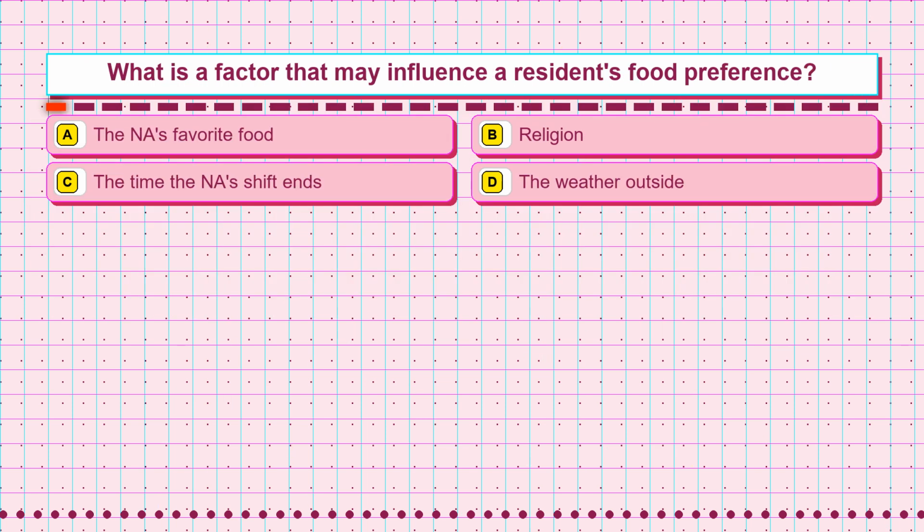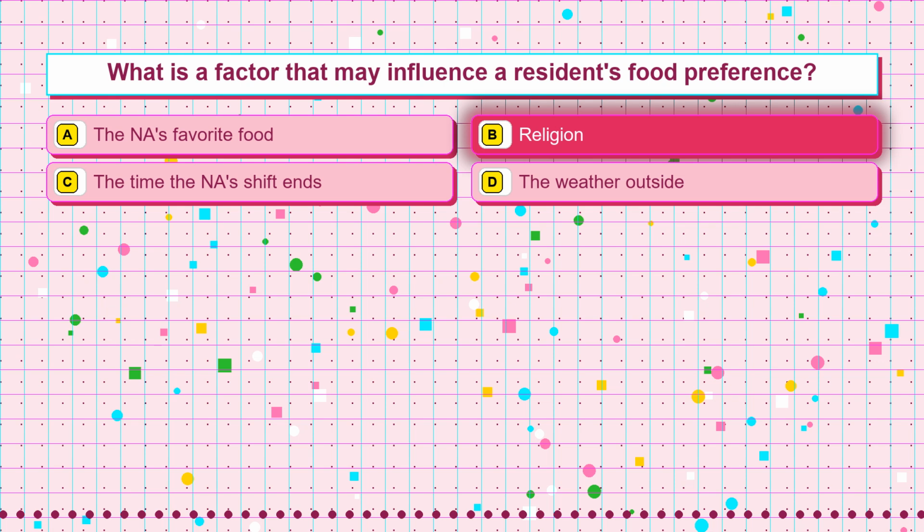Question 67. What is a factor that may influence a resident's food preference? Option A. The NA's favorite food. Option B. Religion. Option C. The time the NA's shift ends. Option D. The weather outside.